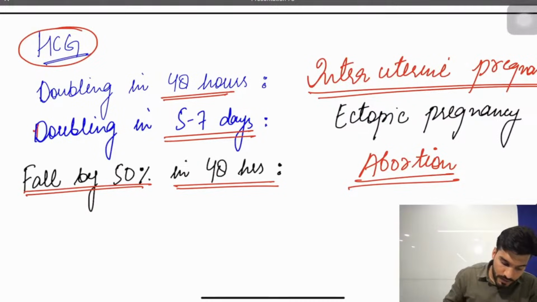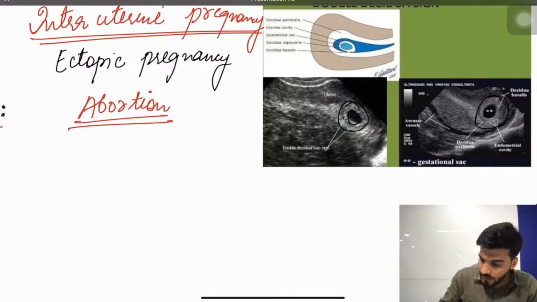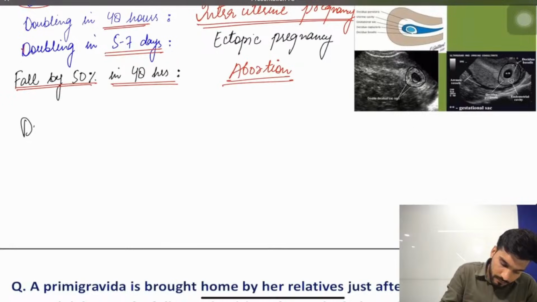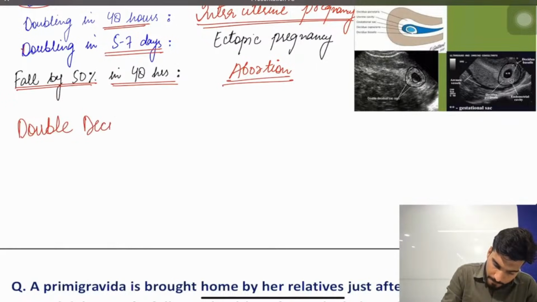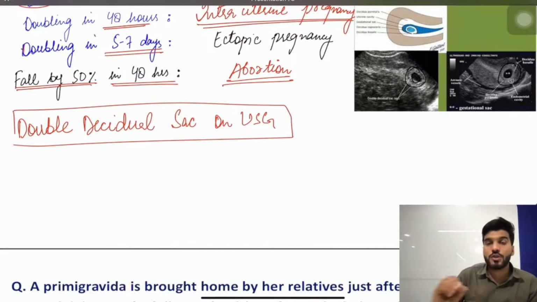Now after that, my dear students, if we talk about double decidual sac, this is the double decidual sac. Now this double decidual sac, there are two layers, inner layer and outer layer. Double decidual sac on USG. If you remember the question from an ectopic pregnancy, my dear students, I mentioned over there in a clinical case that there was no double decidual sac present. So if there is no double decidual sac present, what does it indicate? Sir, it indicates the ectopic pregnancy.